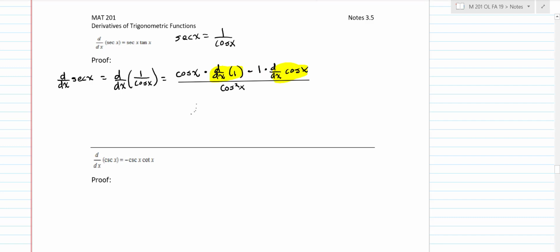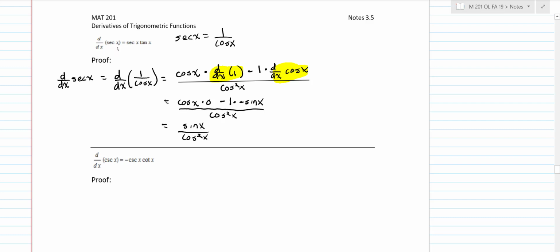All right, so let's see where this leads us. That will be 0, of course, so we get cosine of x times 0. And then over here, you're going to get minus 1 times the derivative of the cosine, which is negative sine x, and that will all be over cosine squared x. Okay, so that'll go away. That'll leave you a negative times a negative, so you'll get sine x over cosine squared x.